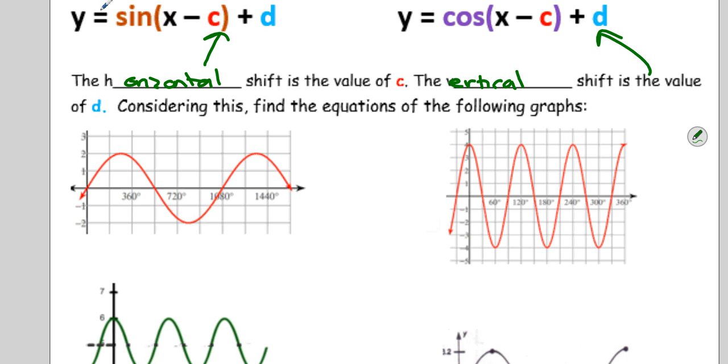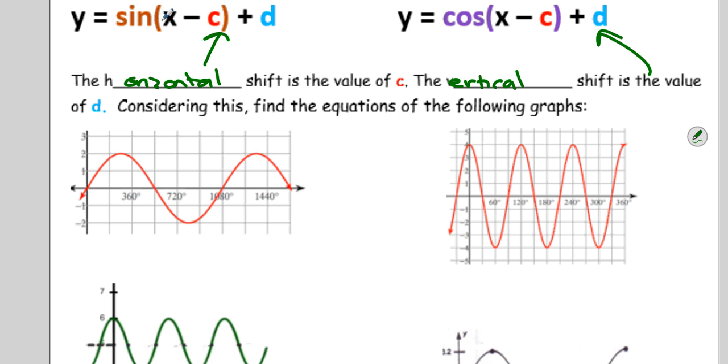So if there's a number at the front, other than 1, that informs us of the amplitude, or the vertical stretch. Amplitude is a fancy way of saying vertical stretch scale factor. If there's a number added or subtracted inside the brackets next to the x, what does that inform us of? Horizontal shift, yeah, good.